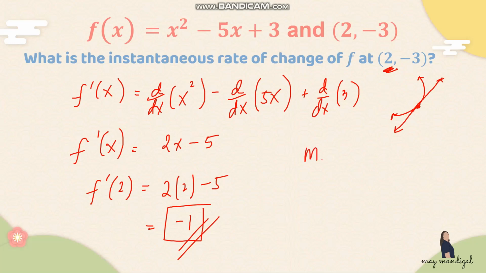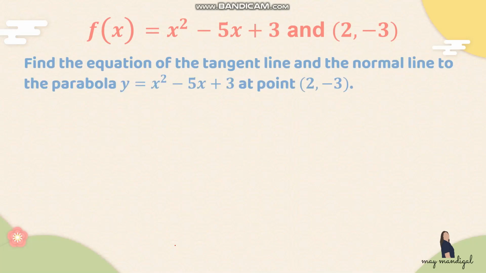So we can also say that the slope of our tangent line is -1. So the slope of the tangent line is just the same as the rate of change of the function. Now, let's say we want to identify the equation of the tangent line to the parabola. So we have the same function and then we have the same point. So if we want to identify the equation of our tangent line, we have to use the formula for the equation of a line.